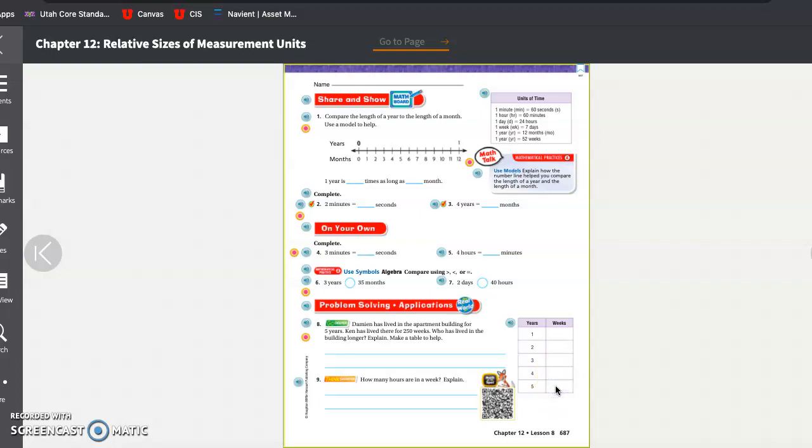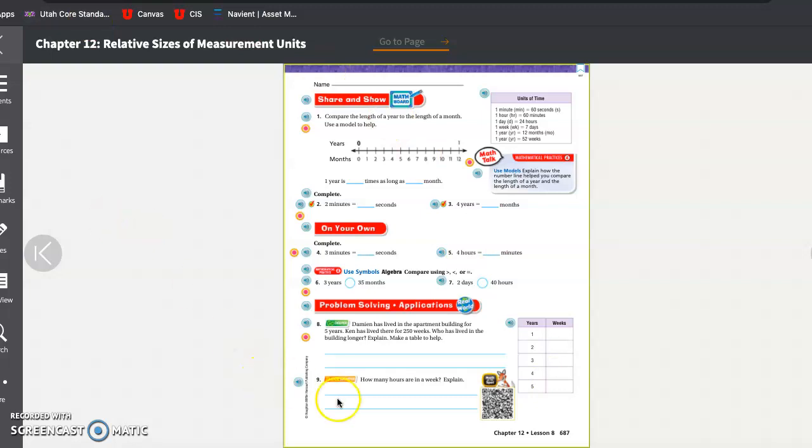So if Ken has lived there for 250 weeks, which 5 years is 260 weeks, then that means that Damien has lived there longer because 5 years is 260 weeks and 260 weeks is greater than 250 weeks. So Damien has lived in the building longer.